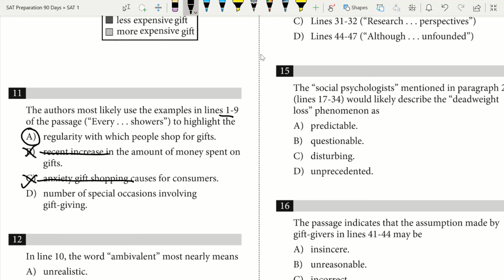D, the number of special occasions involving gift giving. This is too narrow. We're focusing too much on that last sentence, not enough on the beginning. We want to see the big picture, lines 1 through 9 and how they fit into it. They fit into the big picture because we're talking about the regularity with which people shop for gifts. We'd be too narrow if we selected D.